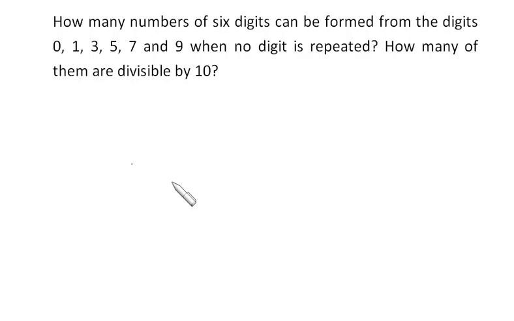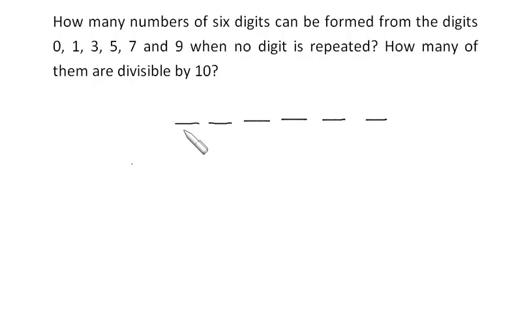Now let's try this question. How many numbers of 6 digits can be formed from the digits 0, 1, 3, 5, 7, 9 when no digit is repeated, and how many of them are divisible by 10? Right? First of all, we have to create 6 digit numbers and we have 6 digits only. So for the first place, we have 6 choices, but we have 6 digits and we have 6 choices.